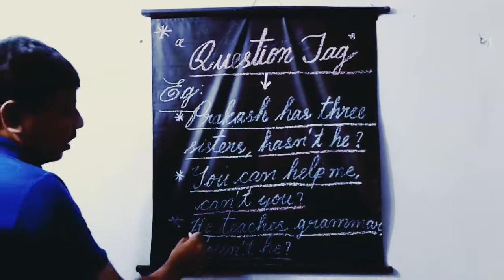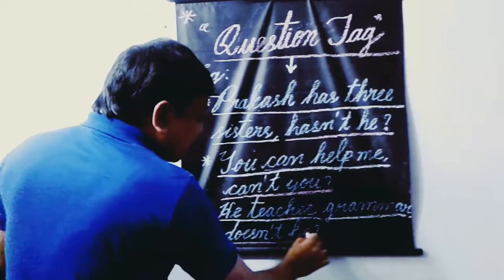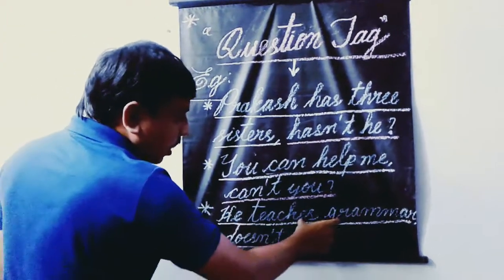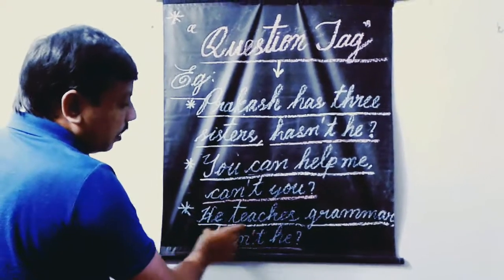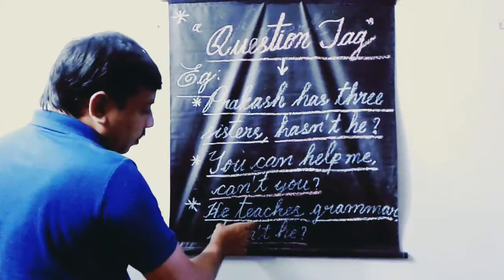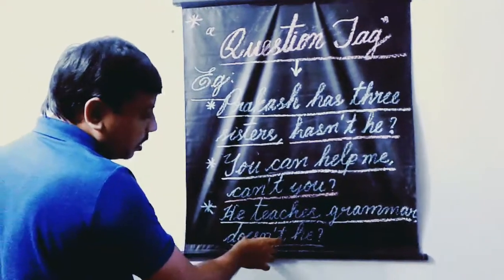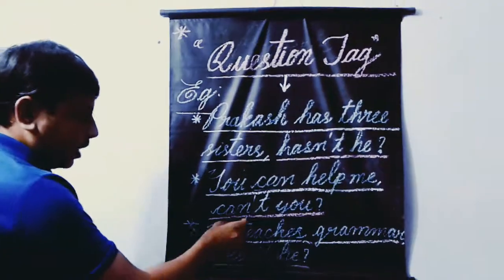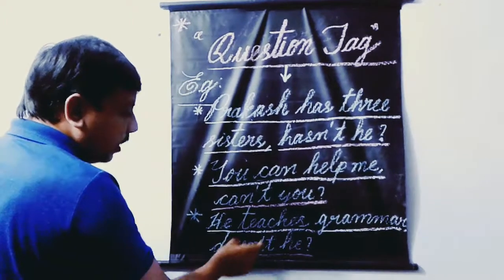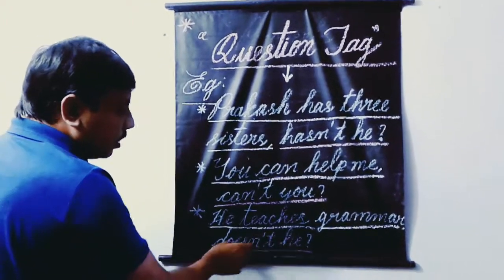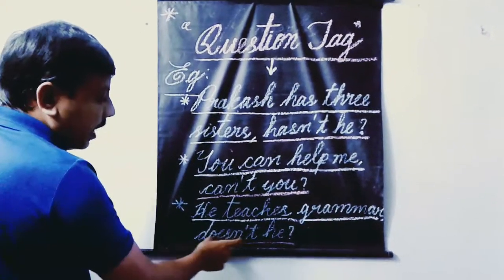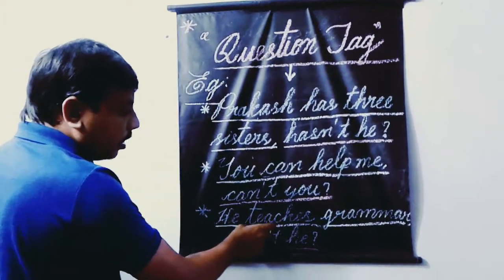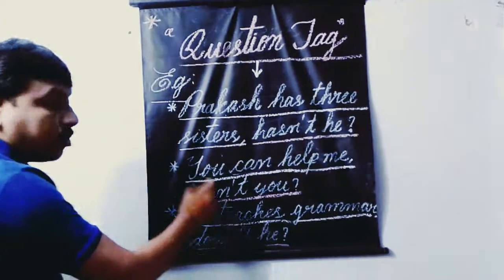Let us take the third one. He teaches grammar, doesn't he? Here, he teaches grammar is the statement. The first part is called the former part, such as statement, and we added a question tag to it. This is doesn't he. This is the later part. The later part is nothing but the question tag. The former part is called statement, and the later part is called question tag.